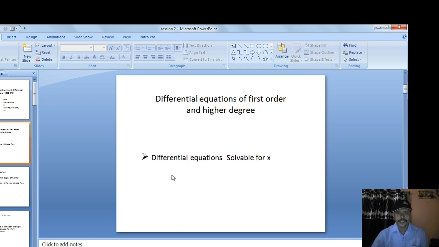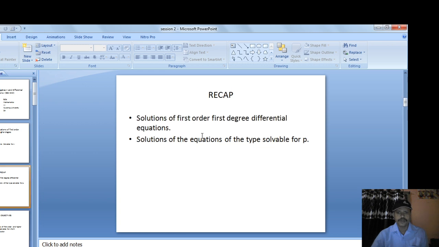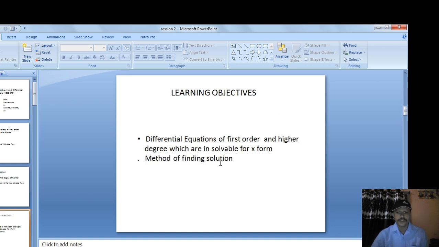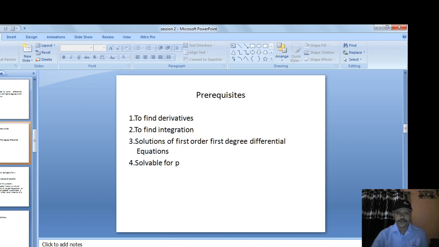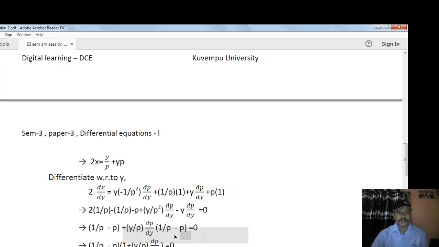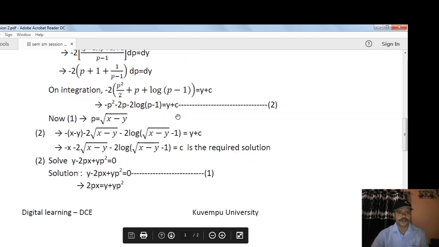Welcome to my second session of first order and higher degree differential equations. In the last session, we learned the equations which are soluble for p. In this session, we are going to learn the equations which are soluble for x. Without wasting time, let me come to the main content.